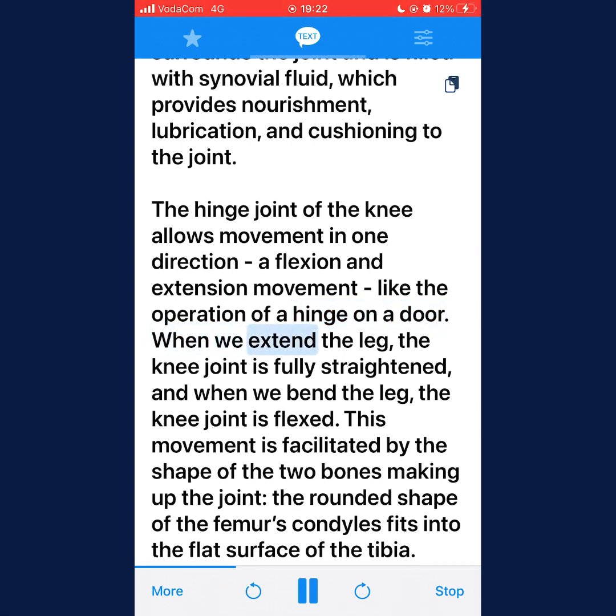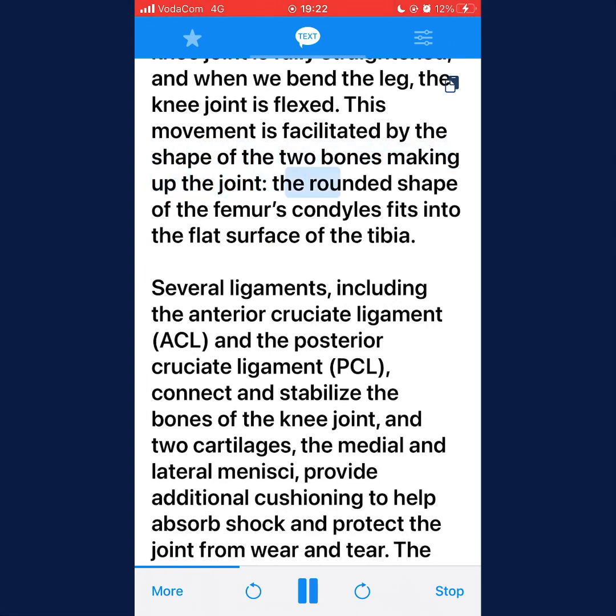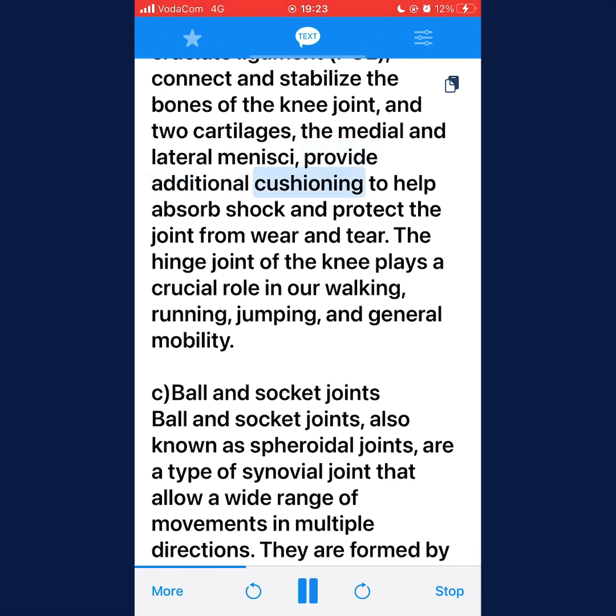When we extend the leg, the knee joint is fully straightened, and when we bend the leg, the knee joint is flexed. This movement is facilitated by the shape of the 2 bones making up the joint. The rounded shape of the femur's condyles fits into the flat surface of the tibia. Several ligaments, including the anterior cruciate ligament ACL and the posterior cruciate ligament PCL, connect and stabilize the bones of the knee joint, and 2 cartilages, the medial and lateral menisci, provide additional cushioning to help absorb shock and protect the joint from wear and tear. The hinge joint of the knee plays a crucial role in our walking, running, jumping, and general mobility.